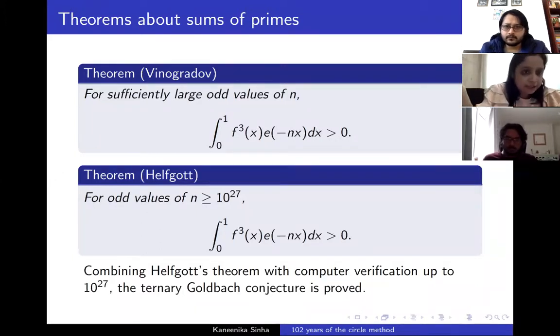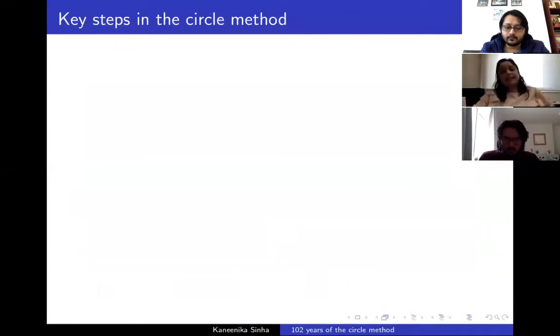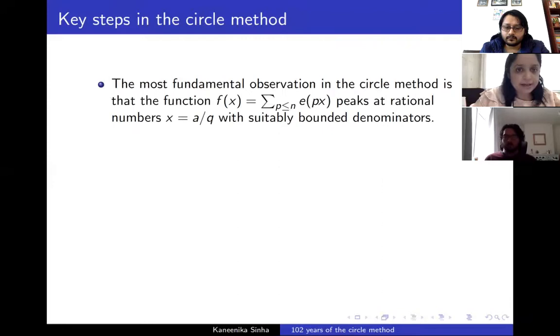But what about values of n less than 10 to the 27? There you use computer verification, which has already been done. So it has already been verified that the ternary Goldbach conjecture is true for all n less than 10 raised to the 27. Combining this computer verification with Helfgott's effective version of Vinogradov's theorem, we get the ternary Goldbach conjecture.